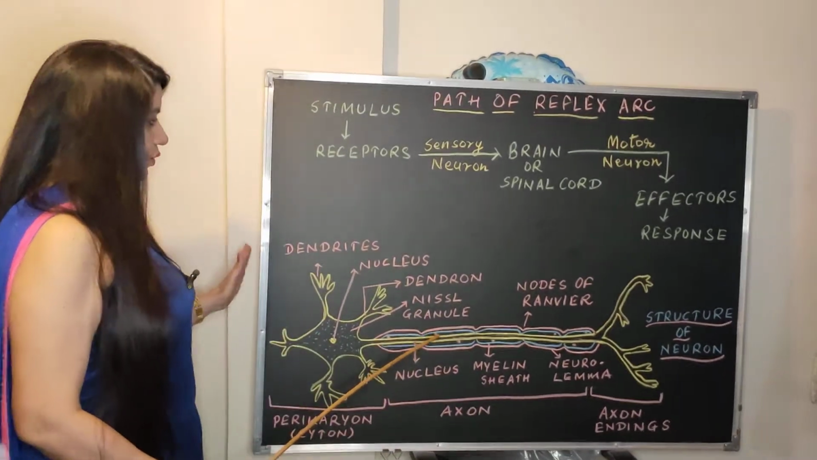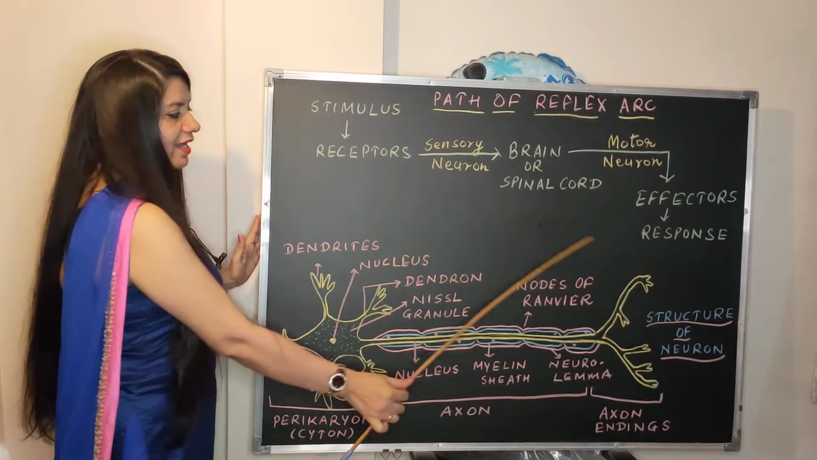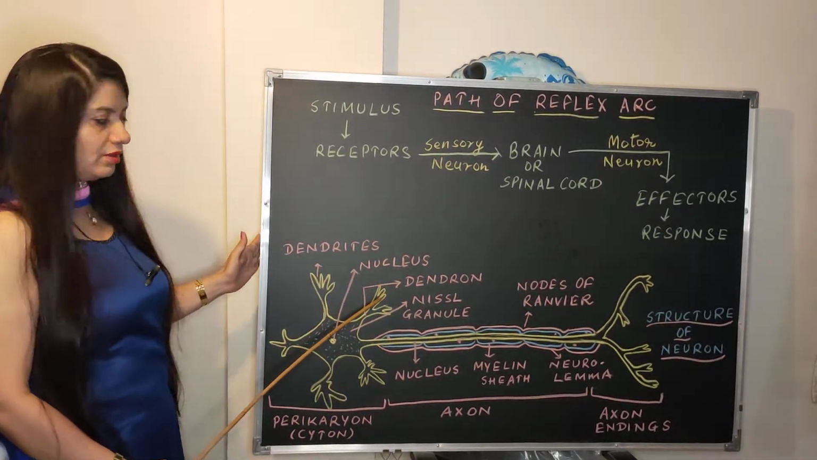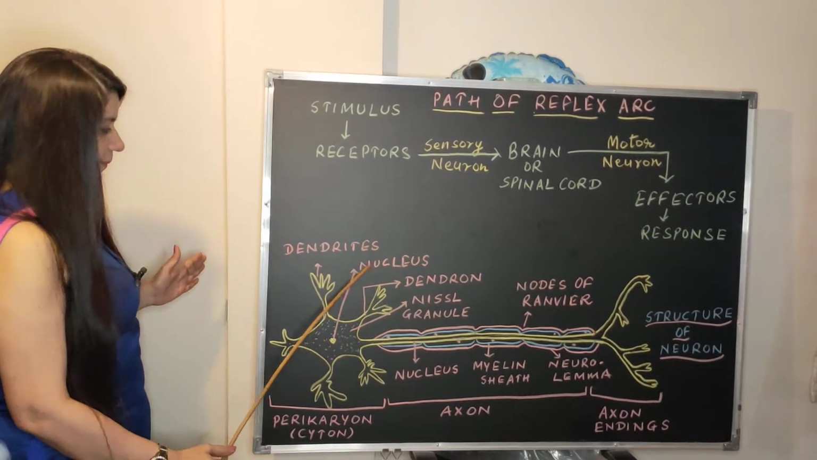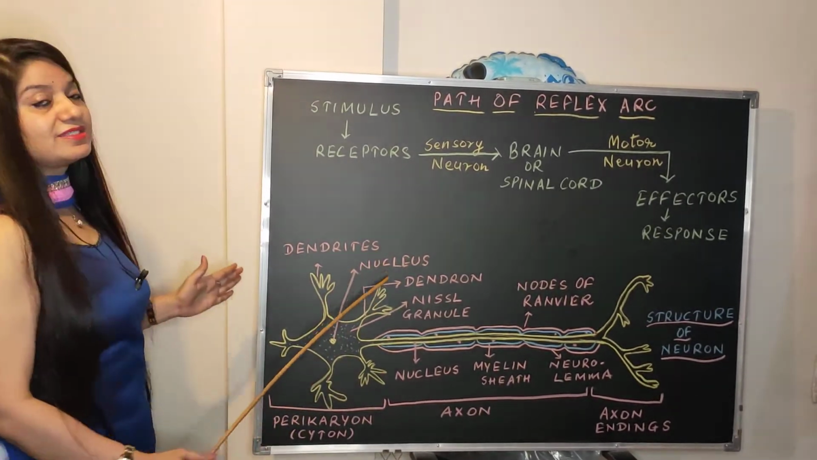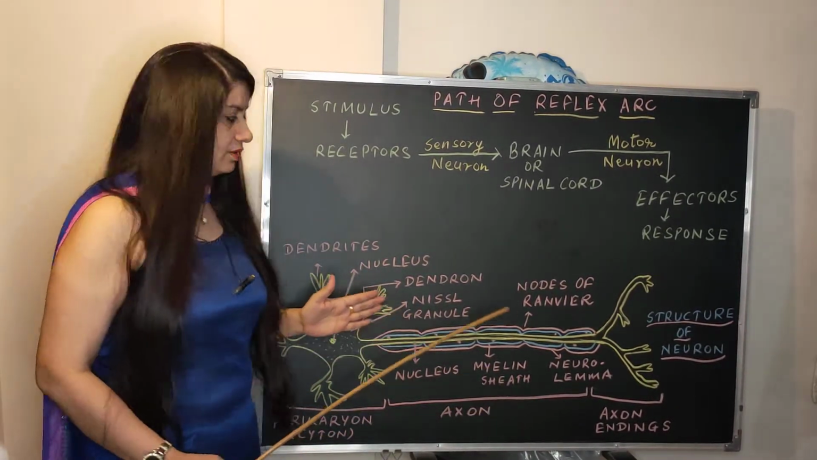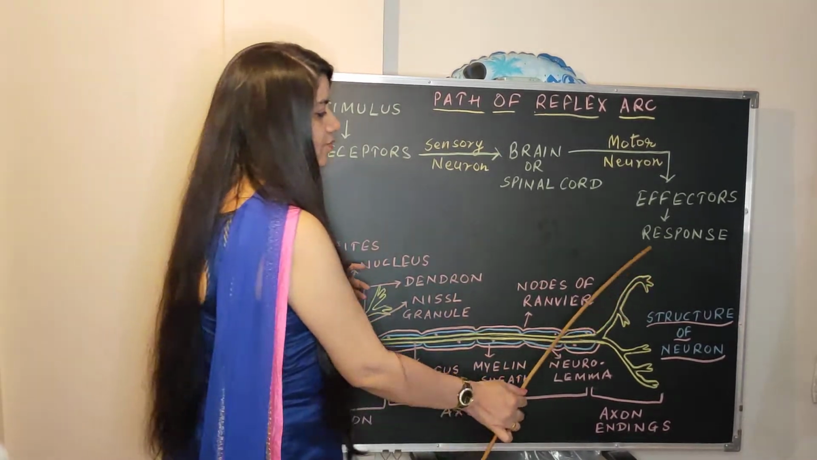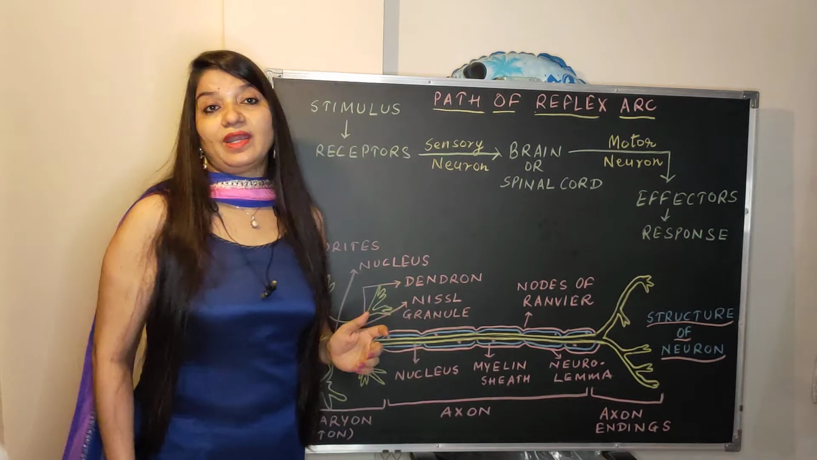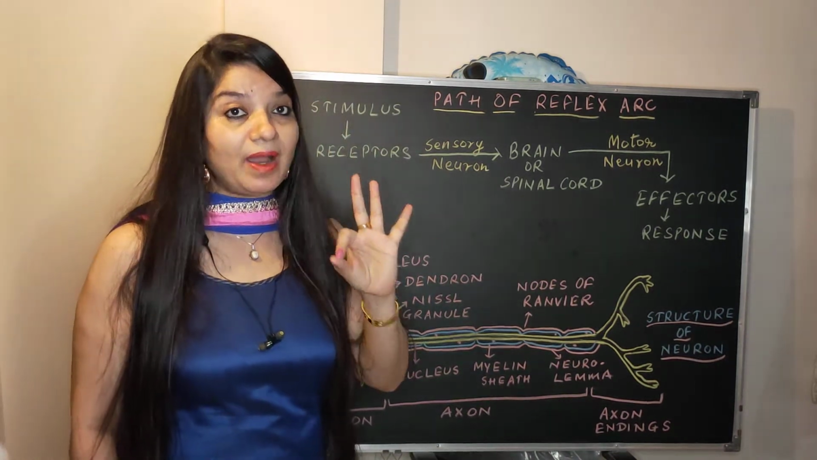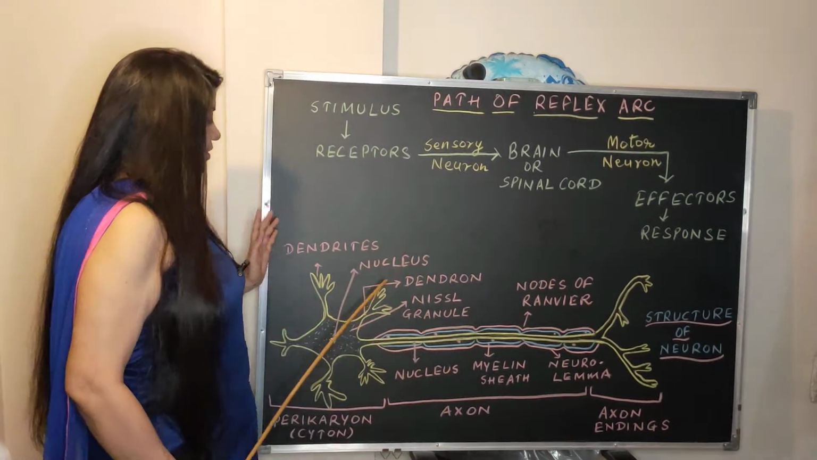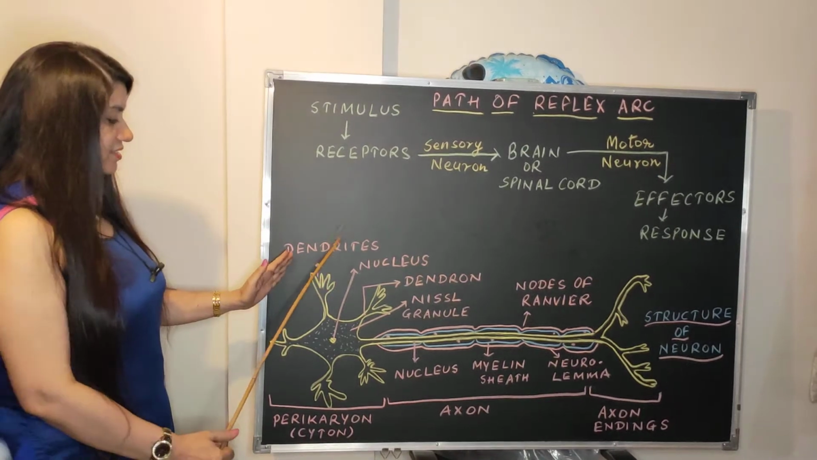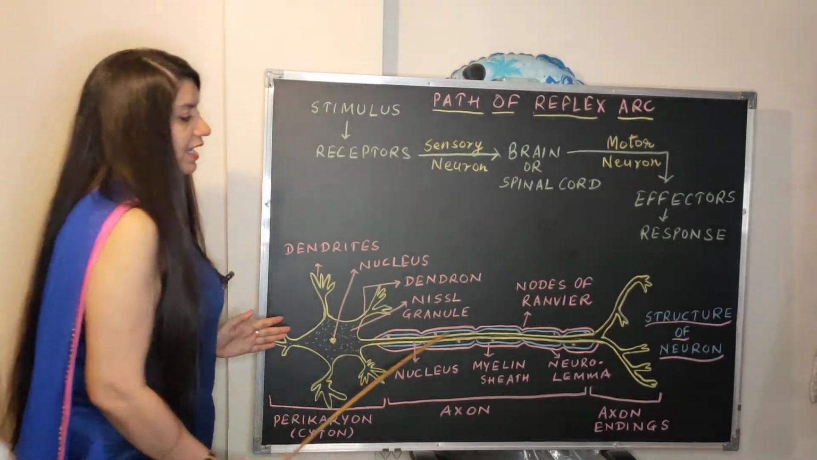A neuron is divided into three parts. See, in the diagram I have drawn the structure of a neuron. This part is known as cyton or perikaryon. Now this one is known as axon, and the last part is known as axon ending. So these are the three main parts: the dendrites, the cyton and the axon.